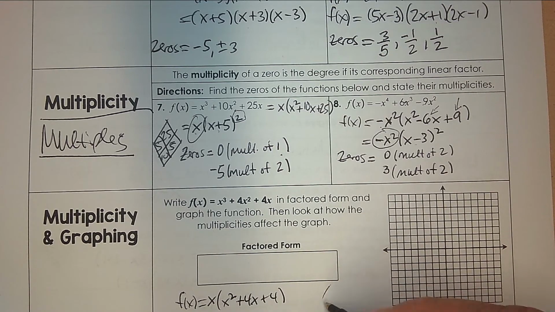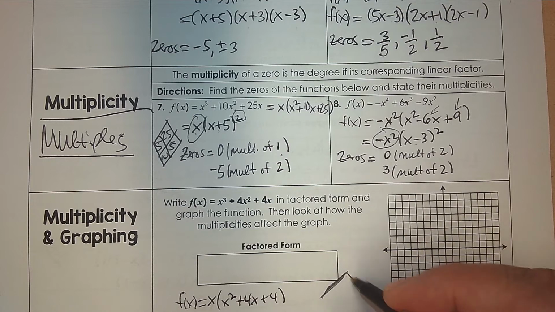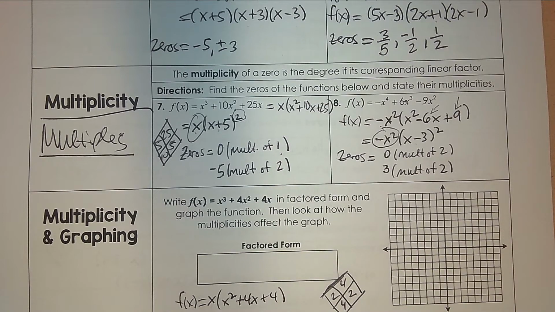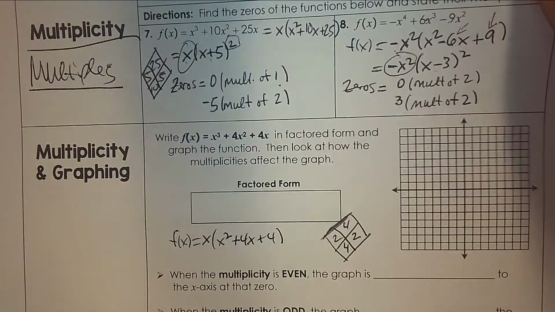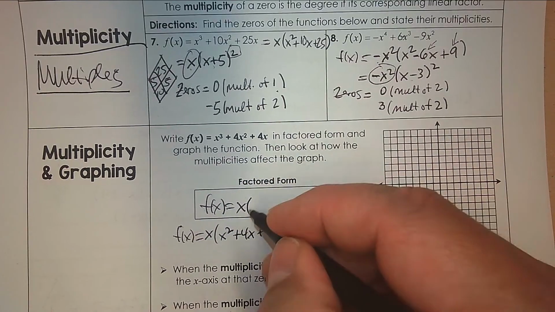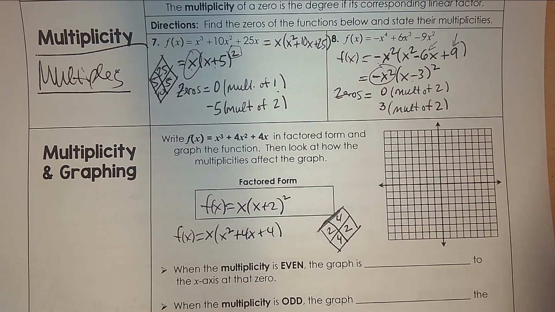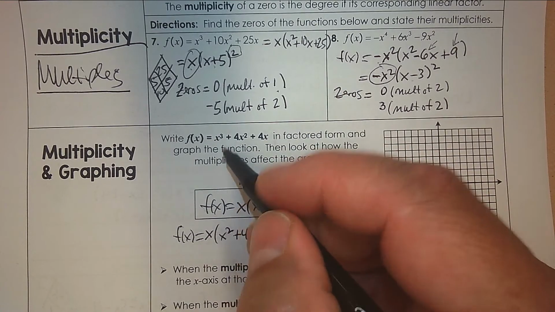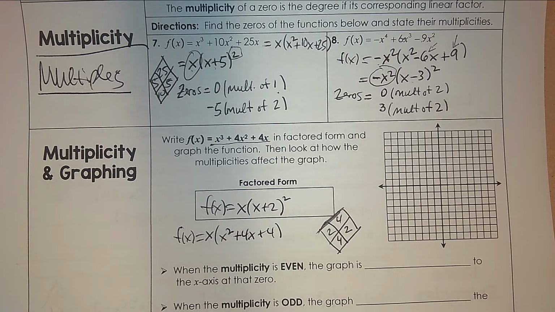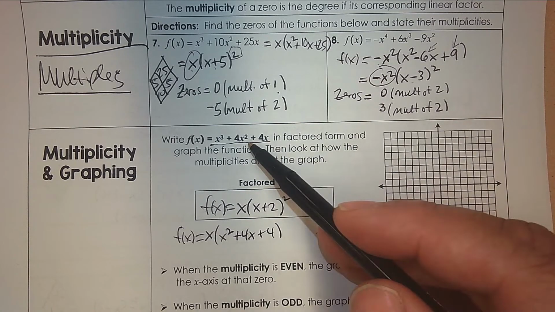If I drew a diamond, that's 4 and 4. What two numbers multiply to 4 and add to 4? It's 2 and 2. So that means this function can be written as x times x plus 2 squared because the 2 repeated. If you went to Desmos and you did this, can you do that for me?